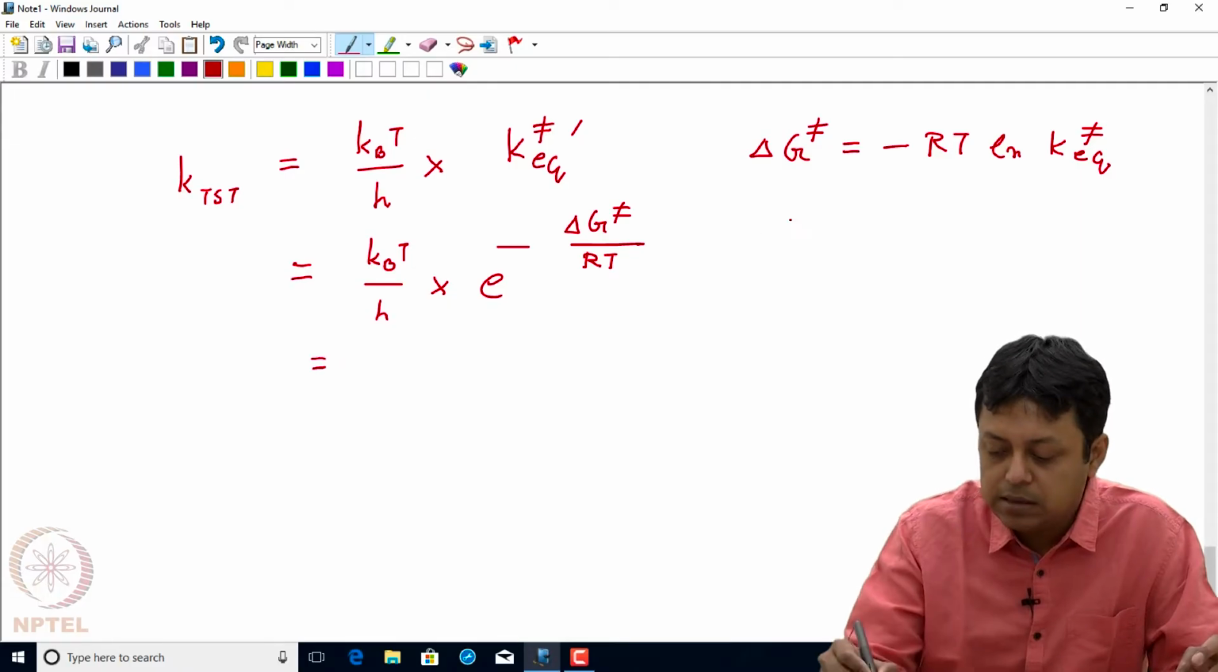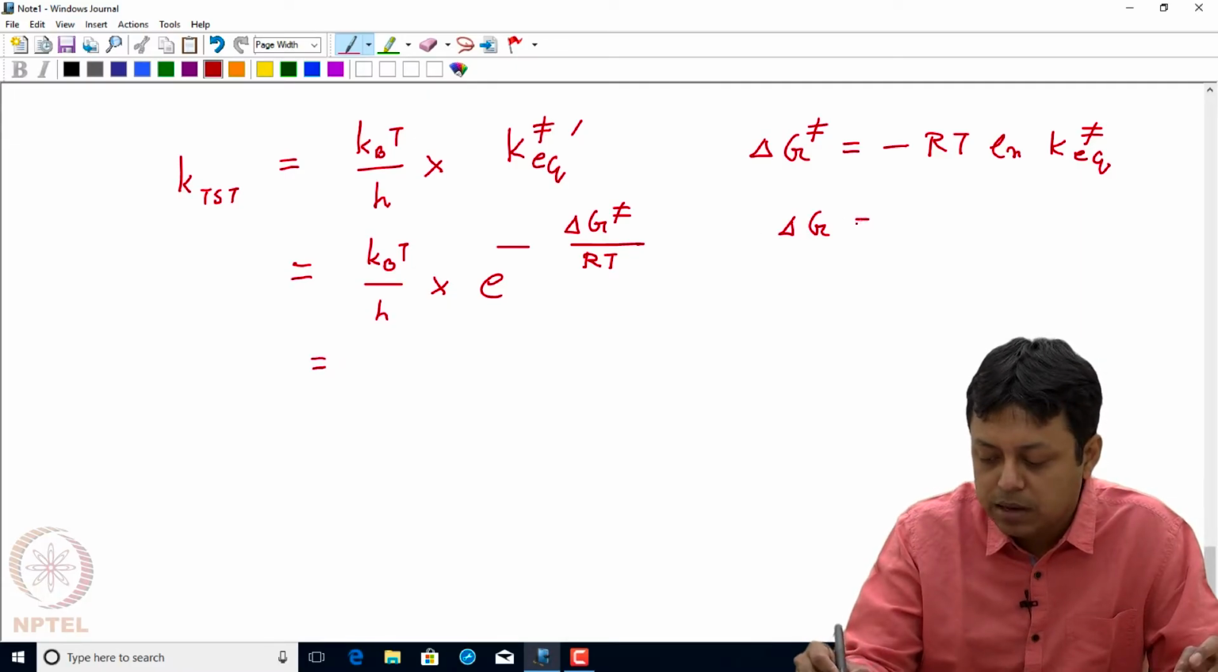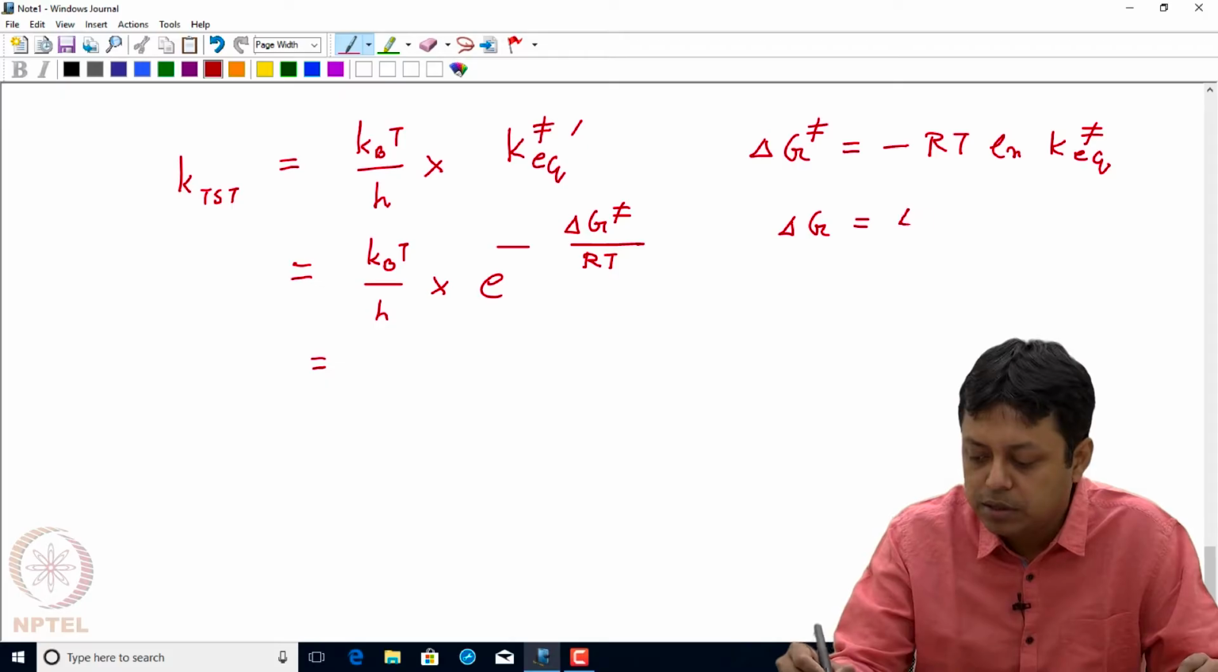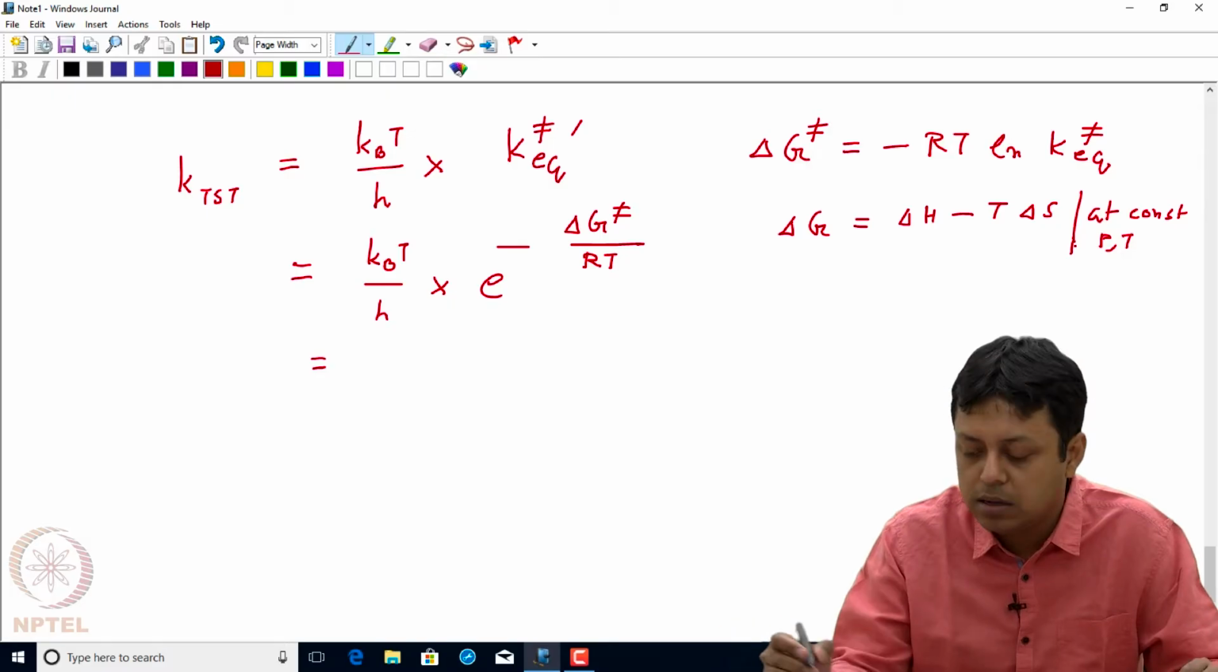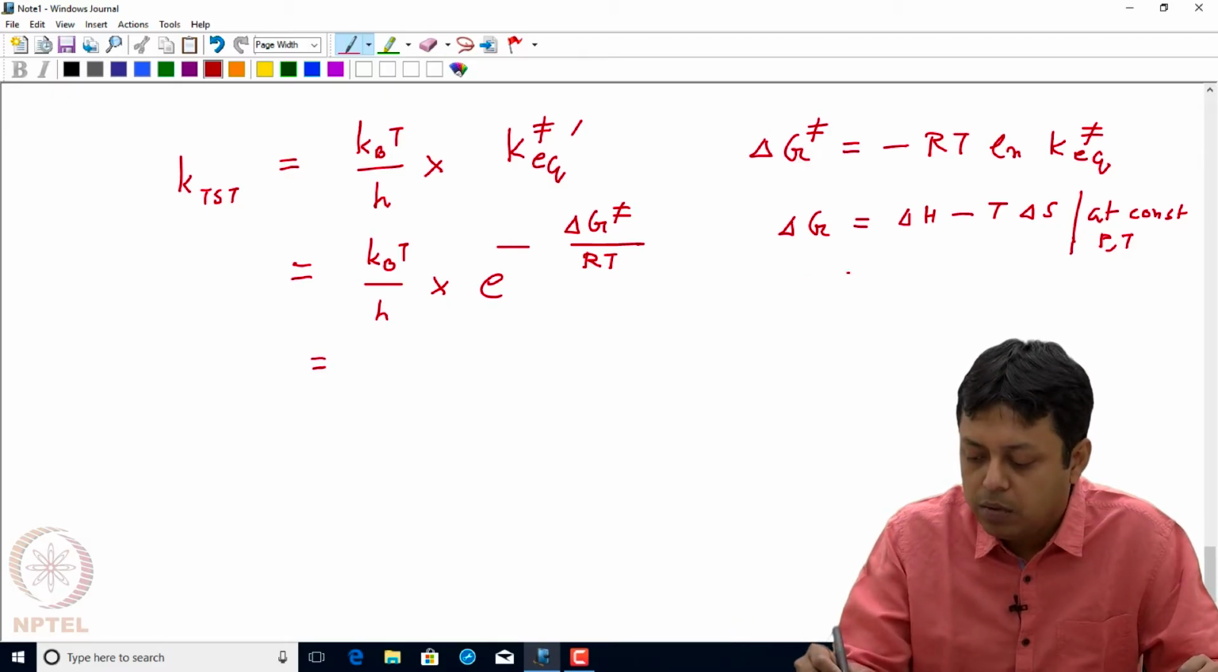Now what is del G? Del G, at constant pressure and temperature, is del H minus T delta S. Of course it is at constant pressure and temperature, that's why we got this expression. Now what is del H?